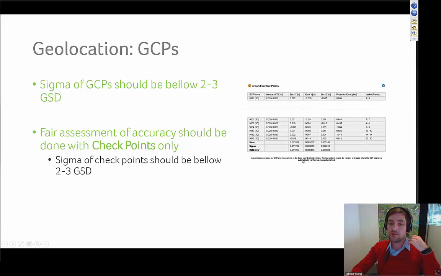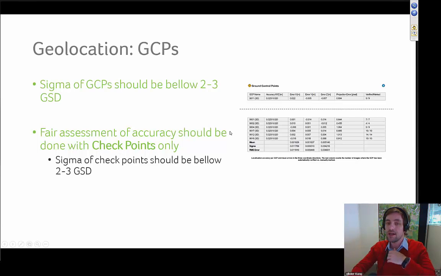However, it does not mean that your whole project is going to be below that error. Why? Because when you insert GCPs, the software will try to fit, to shrink, to push the project as much as possible to go through these GCPs. So of course, the error will always be extremely small. So it's important that this value is below 2 to 3 GSD, but it still doesn't mean that the quality of your project is below 2 to 3 GSD. The only way to get a really fair assessment of this is by using checkpoints.